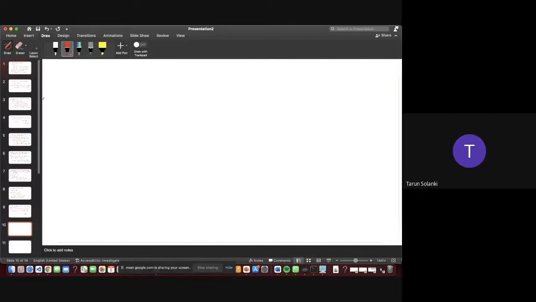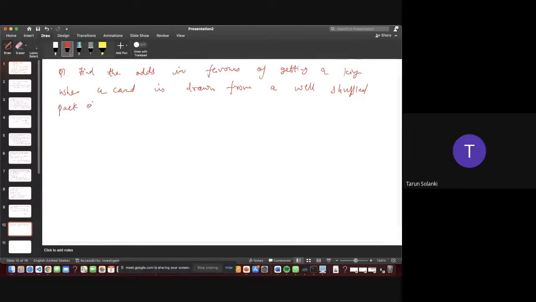Okay, so let's look at one last question and then wind up the lecture. So you need to find the odds in favor of getting a king when a card is drawn from a well shuffled pack of 52 cards.